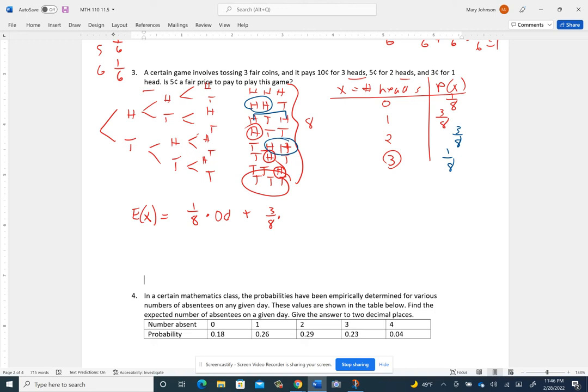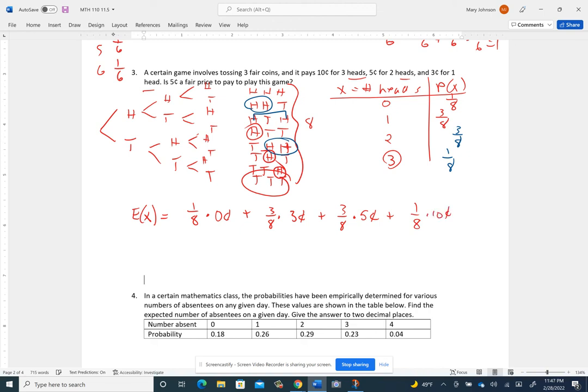So 1 head, it is 3 cents. Okay, let me get that straight. Okay, probability of 2 heads is 3/8, and the payout for 2 heads is 5 cents. And then the probability of getting 3 heads is 1/8. But if you do, you get 10 cents.